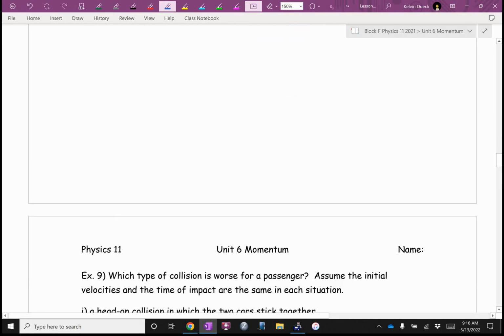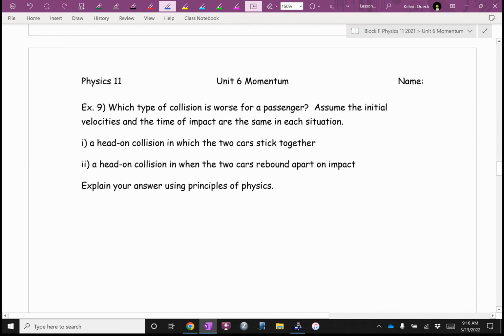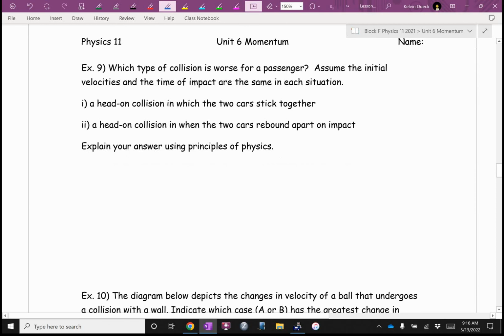Boy, lots of yawns. I know, this is all thrilling. So we can now answer some questions, I think. Which types of collisions are worse for passengers? Assume the initial velocities and the time of impact are the same in each situation. What's worse, a head-on collision where the two cars stick together, or a head-on collision where the two cars rebound apart after the impact?